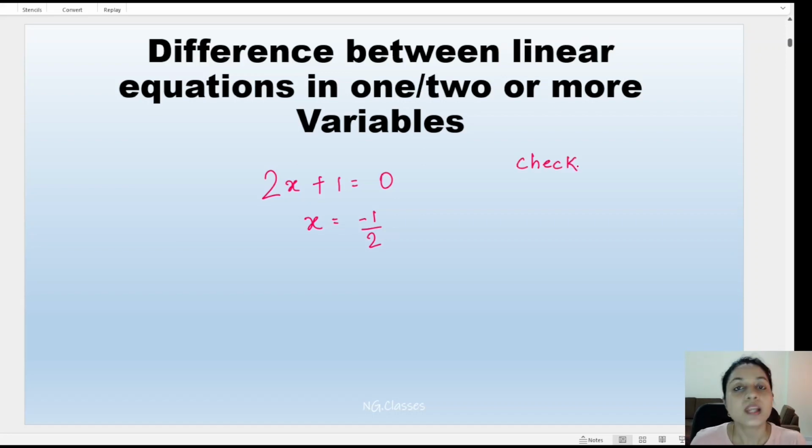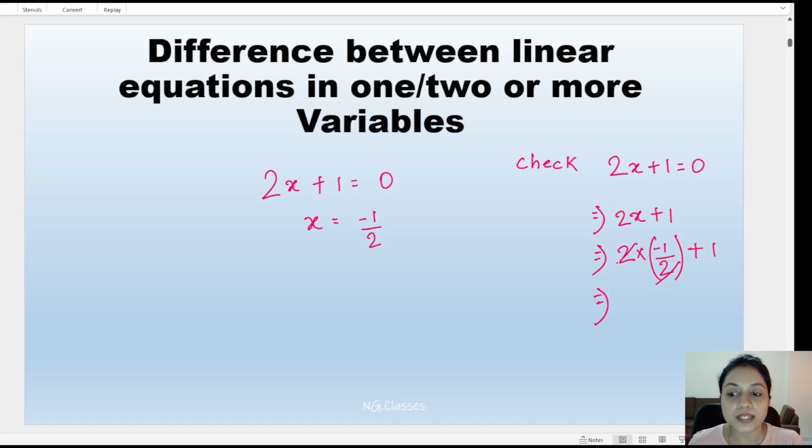Let's check it. Let's substitute x equals minus 1 by 2 back in the given equation. So we are having the given equation as 2x plus 1 equals 0. Here on the left hand side, we are going to substitute x equals minus 1 by 2. So 2x plus 1 on the left hand side, and here we will substitute the x value as negative 1 by 2, plus 1, which will give, 2 and 2 will cancel out each other, minus 1 plus 1, and that will give 0. So when we are substituting x equals minus 1 by 2, then and only then we are getting the right hand side, that means 0.